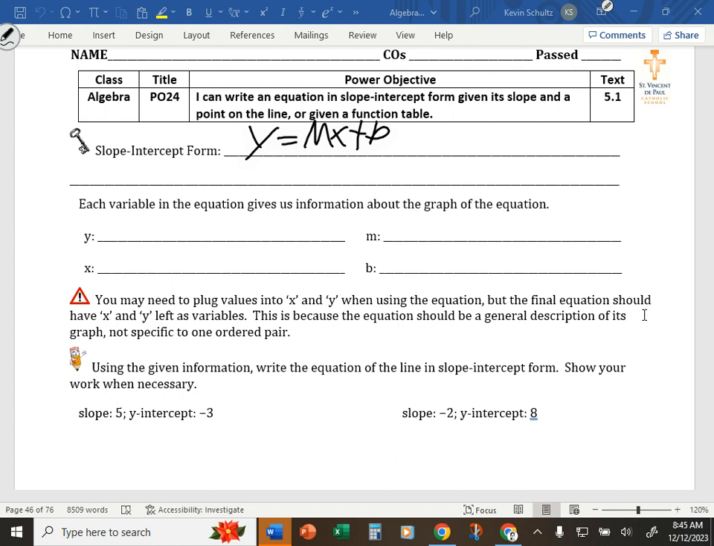All right, since we're here, this B is the y-intercept. That's where it begins. Wait, where's the answer for y? It's not in your binder because this is new information.